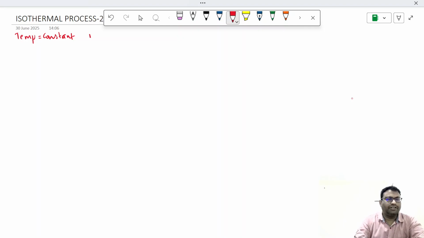That means T initial is equal to T final, then delta T is equal to T final minus T initial, which is equal to 0. So delta T is equal to 0.